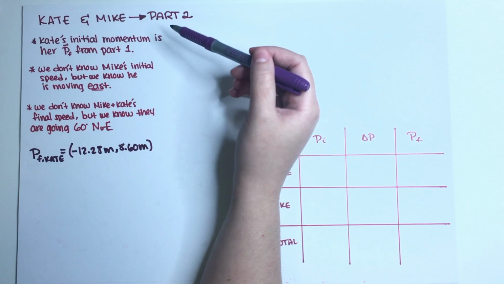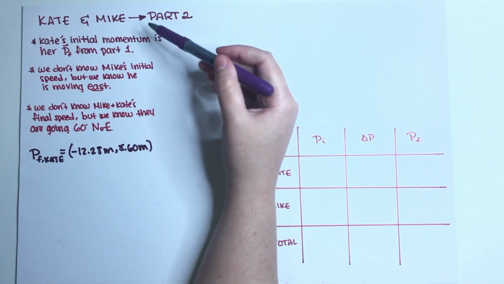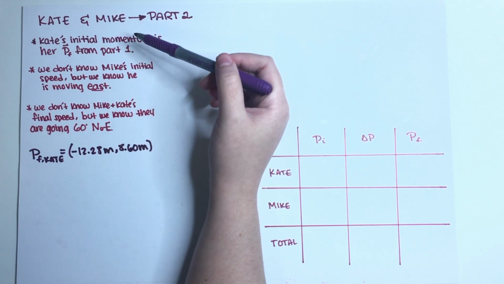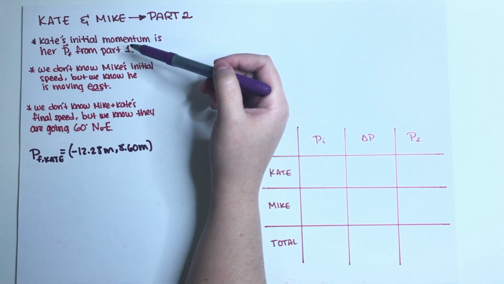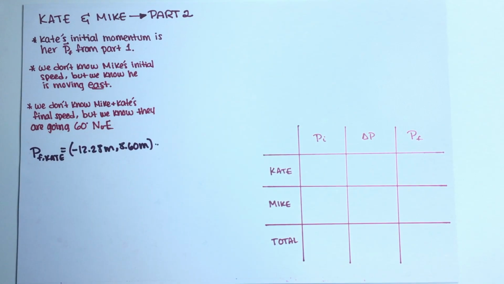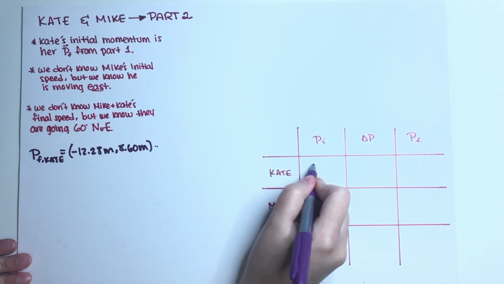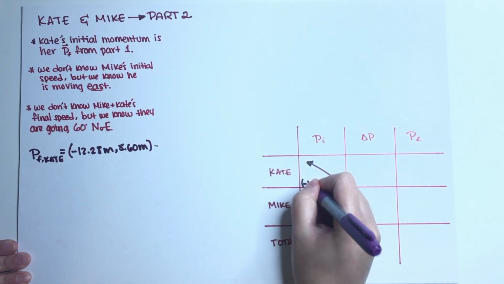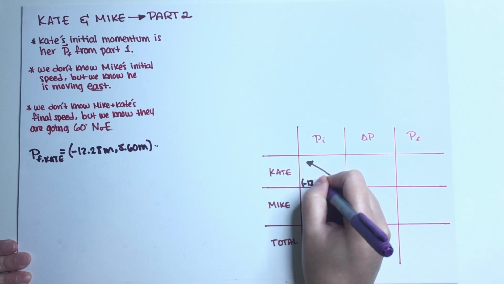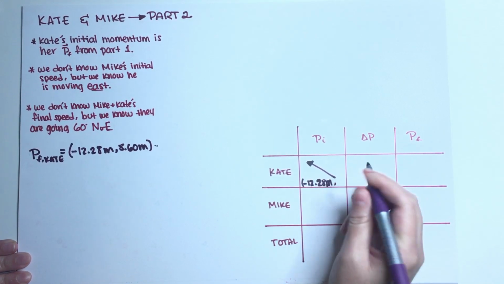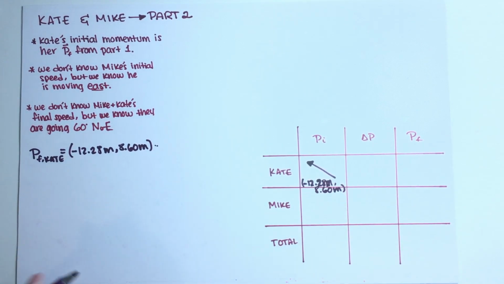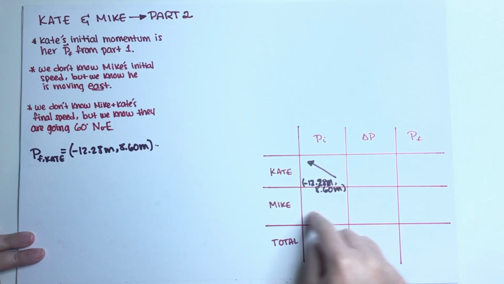Now, for this particular problem, this part was important because Kate's initial momentum is her final momentum from part 1, right? So she is detached from the sled, she has a new velocity, she has a new momentum, and this is going to be her initial momentum. So I can just go ahead and write that down. But again, this is her initial momentum for this part of the problem. 8.16. There we go. Now, we don't know anything about Mike except that he is moving completely on the x-axis.